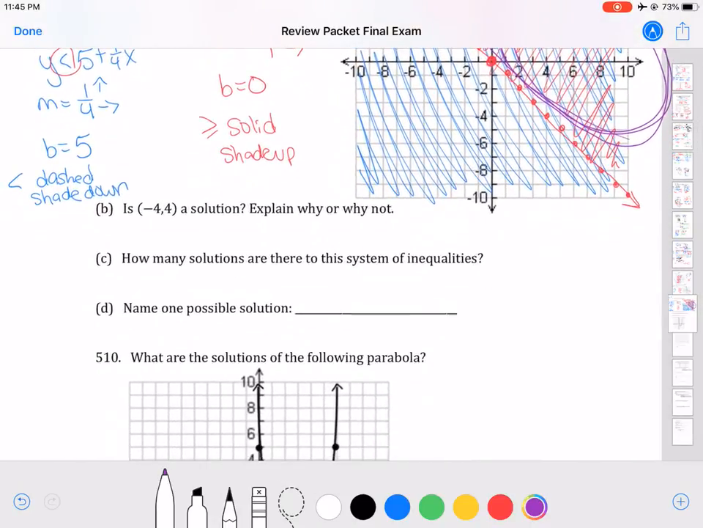So part B says, is the point -4, 4 a solution? The answer to that is no, simply because of what I just said. It is on a dashed line.